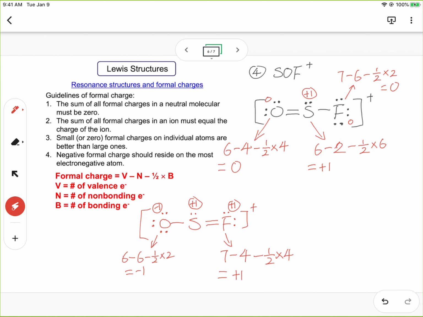Okay, and again, if you do an experiment, you will realize that indeed the SO is a double bond. The SF bond is a single bond. Okay, this is the fourth example.